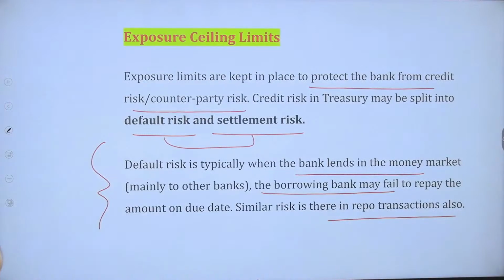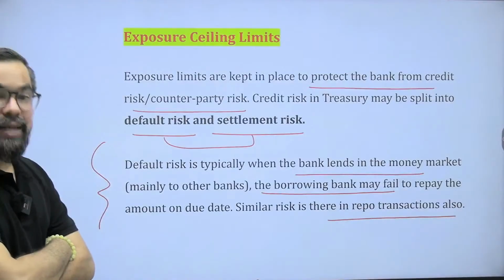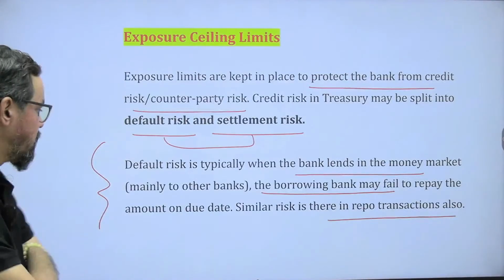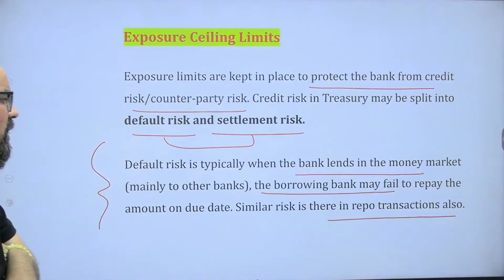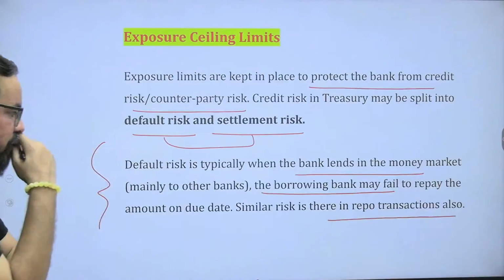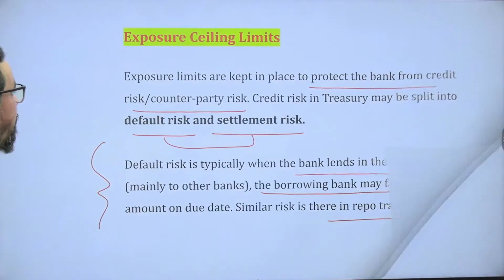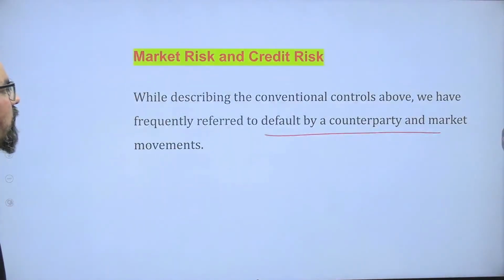Credit risk in treasury may be split into default risk and settlement risk. Default by the second party, and settlement, that is the value date and all. Default is typically when a bank lends in the money market. It is something on the other side. The borrower's bank may fail to repay the amount on the date. A similar risk is there in a repo transaction also. So when another party is not fulfilling their obligation.